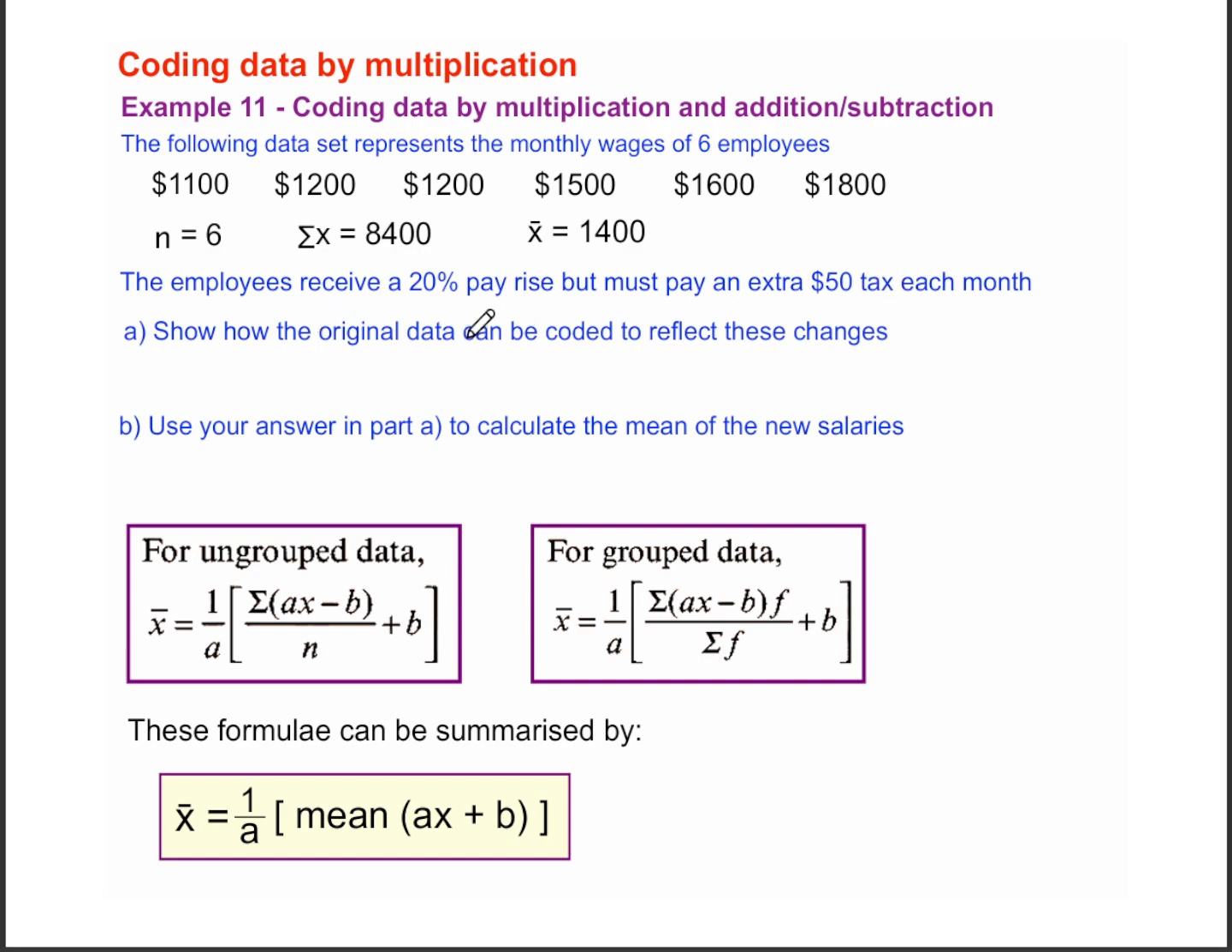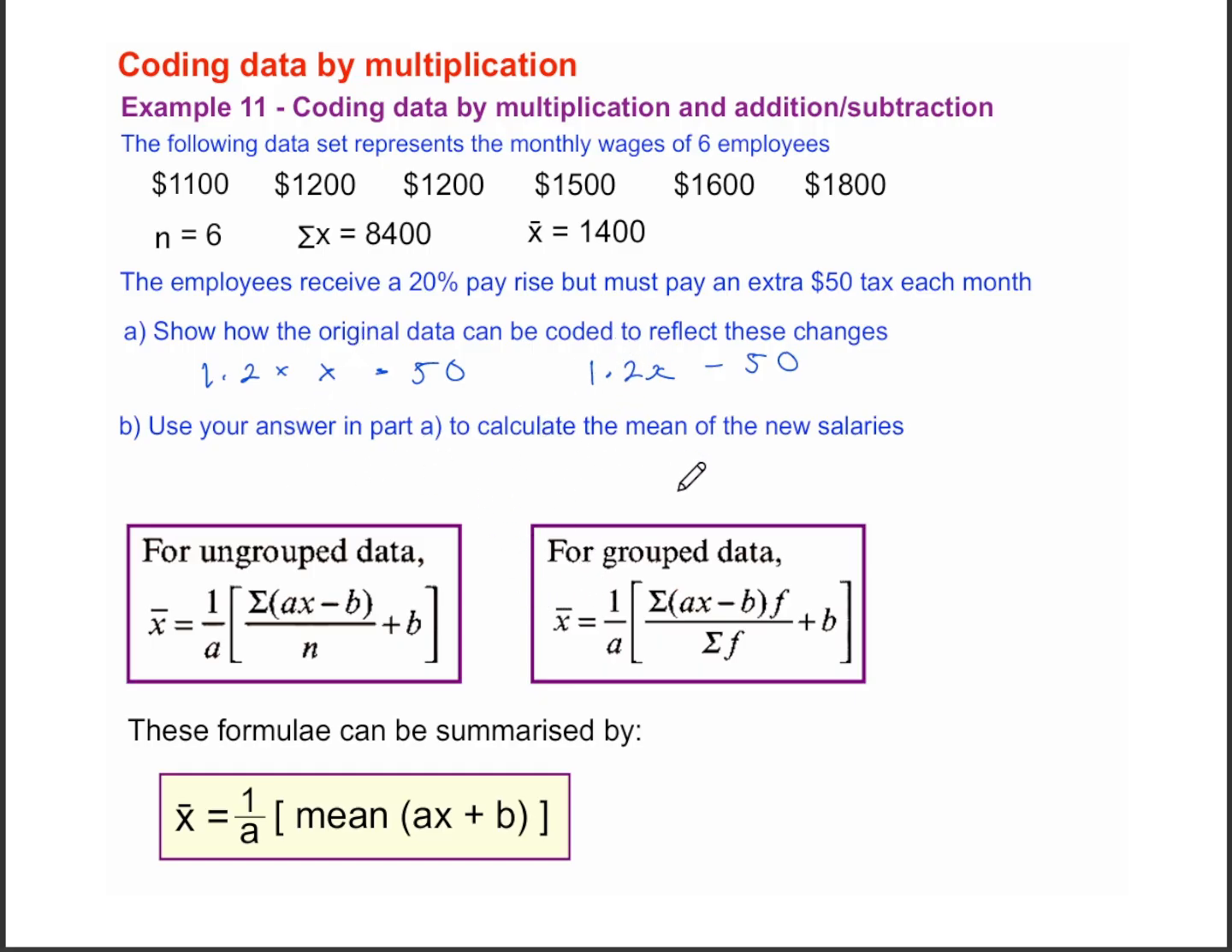Now, if you want to code that, what we will do is take the 20% pay rise plus the original money, which gives us 120% of the original, which is just 1.2, multiplied by their original data point, which we can just write as x. Then we will subtract 50 because that's the tax that they have to pay. And therefore, the coded data will look something like this: 1.2x minus 50. That will be the original data coded to reflect these changes.